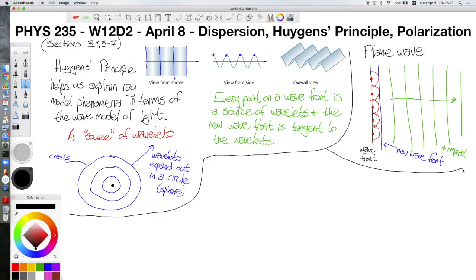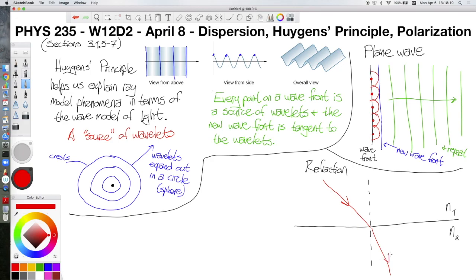Now your book attempts to explain reflection in terms of Huygens' principle, and they use what I think is one of the least helpful diagrams in your entire textbook in order to do so. I am going to skip explaining reflection in terms of Huygens' principle and just go straight to refraction. So for refraction, we know that the light ray comes in at some angle to the normal and will bend, we'll say, closer to the normal if we assume that n2 is greater than n1 here. So this is standard refraction that we could use Snell's law for.